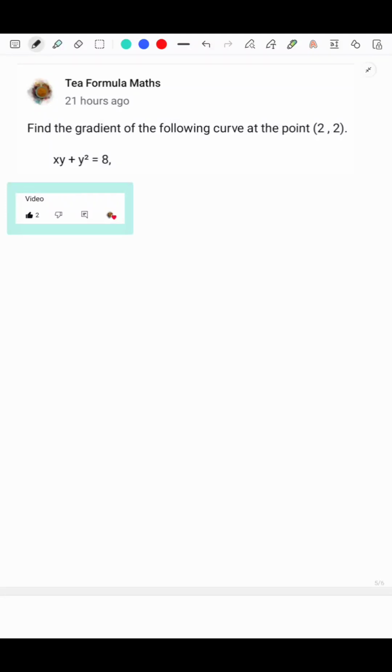You probably don't like the look of this. You have to differentiate it, and it doesn't really look like anything you've been dealing with. Nope. And you probably attempt to try and get that y on its own. Failing. Because this is not separable. How do you deal with a question that looks like this?